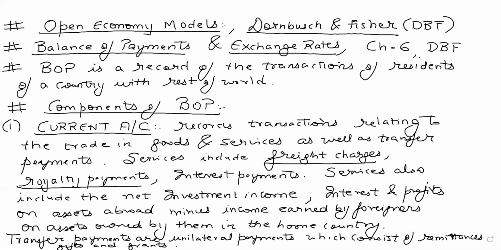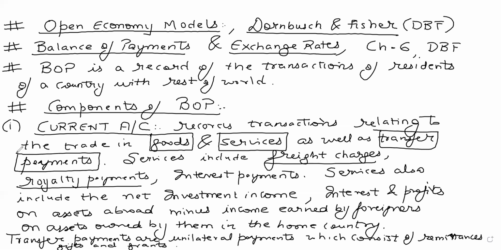So if I sum up, current account basically includes transactions relating to goods, relating to services, and relating to the transfer payments. So three things come within the current account: goods, services, and transfer payments. Now, let us see when will the current account be in surplus and when will the current account be in deficit. Okay, so let's understand this rule, very simple rule.